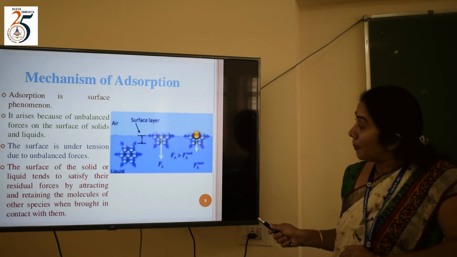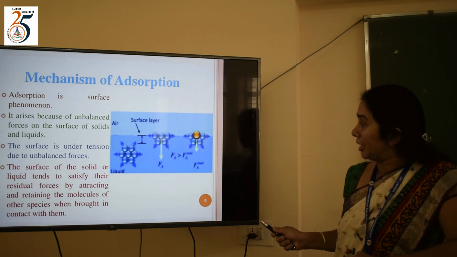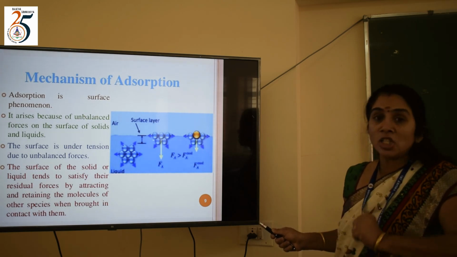So what happens? The surface of a solid or liquid tends to satisfy its residual force by attracting and retaining the molecules of other species when brought in contact with them. So when a foreign object comes near, these particles have a tendency to catch hold of it to satisfy their unbalanced force.